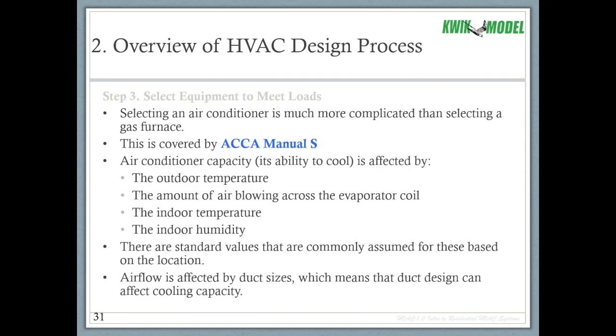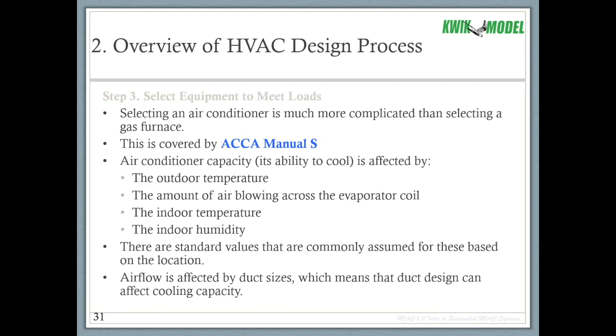Selecting an air conditioner is much more complicated than selecting a gas furnace. This is all covered by ACCA Manual S. Air conditioner capacity, which is its ability to cool. Okay, you have to keep capacity and efficiency separate. Capacity is how much cooling it provides. Efficiency is how much energy it requires to provide that capacity. But capacity is its ability to cool.